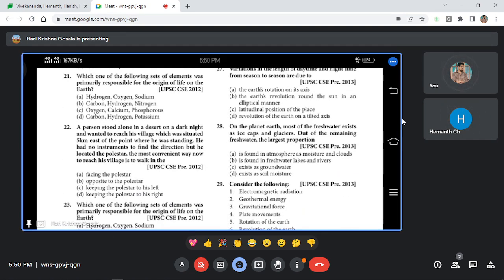A person stood alone in a desert on a dark night and wanted to reach his village, which was situated 5 kilometers east of the point where he was standing. He had no instruments to find the direction, but he located the pole star. The most convenient way now to reach his village is to walk facing the pole star, opposite to the pole star, keeping the pole star to his left, keeping the pole star to the right.